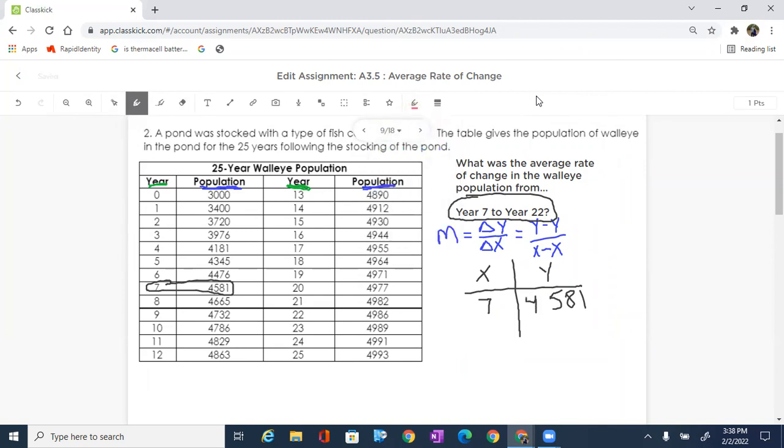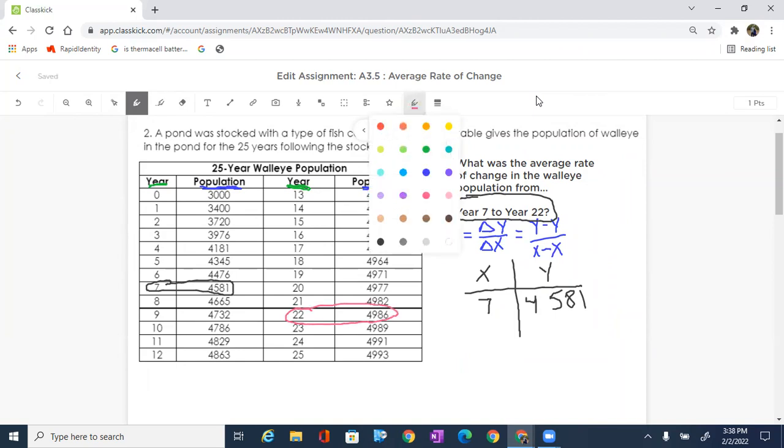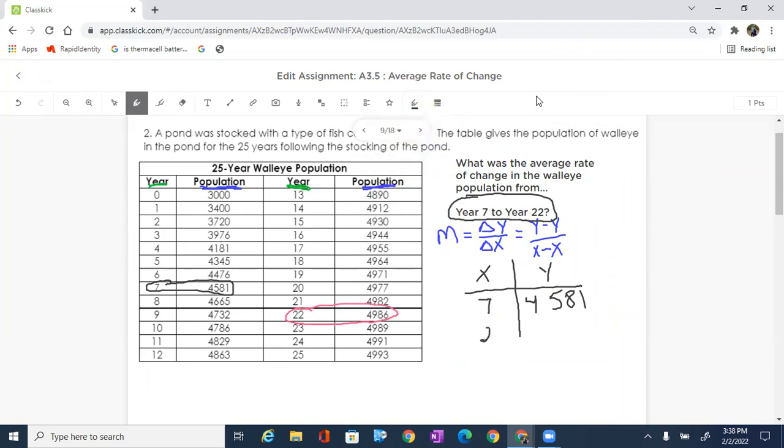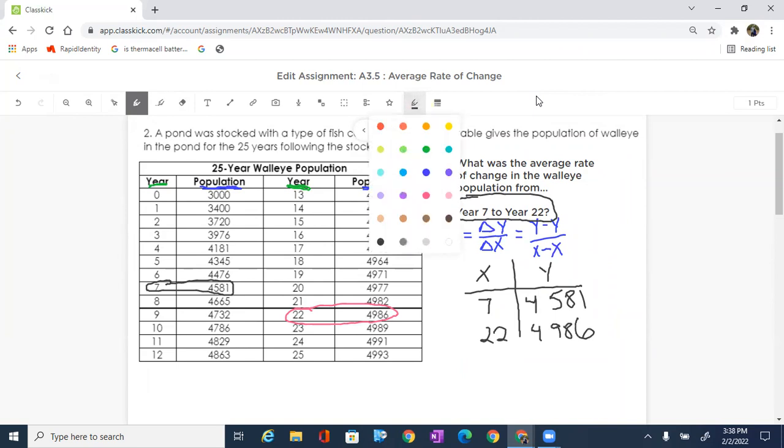Okay. And then what I'm going to do is go ahead and go to the next point, which is year 22. I'm going to go to 22 and I'm going to plug that one in. I'm going to say, okay, let's go to 22. 22 and 4,986.